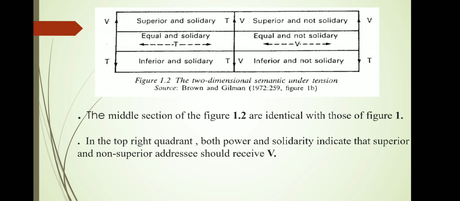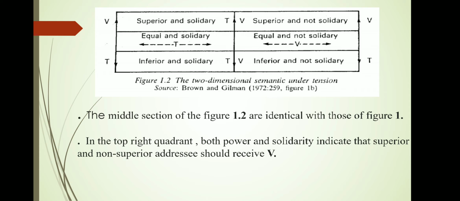They are identical with those of figure 1. Alright, so there is no problem in selecting the pronoun. But in the top right quadrant, both power and solidarity indicate that the superior and the non-solidary addressee should receive V. Okay, this is okay.